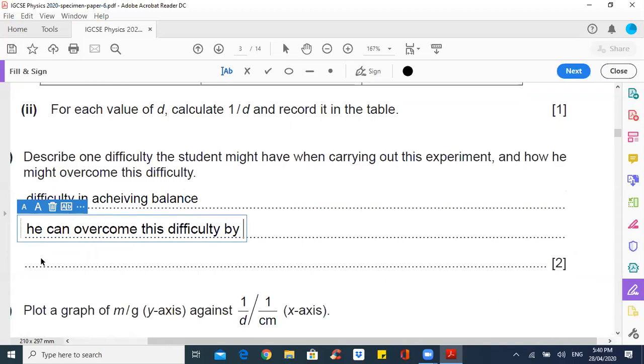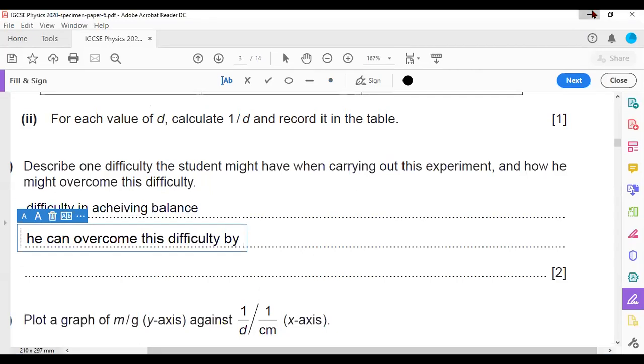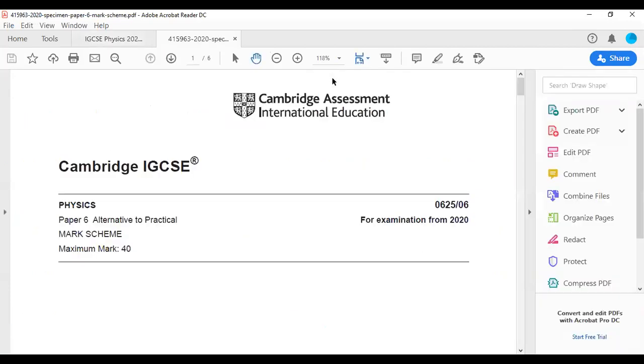We did something similar to this. How do you think? I think he could overcome this balancing problem. Anybody have any ideas?